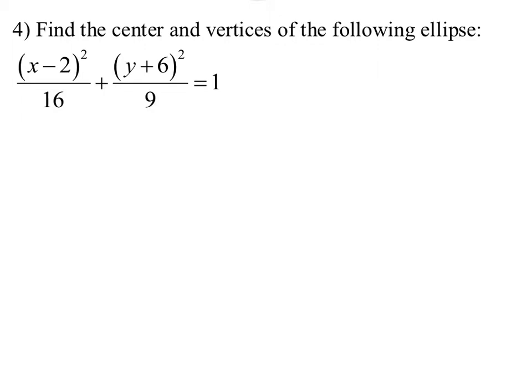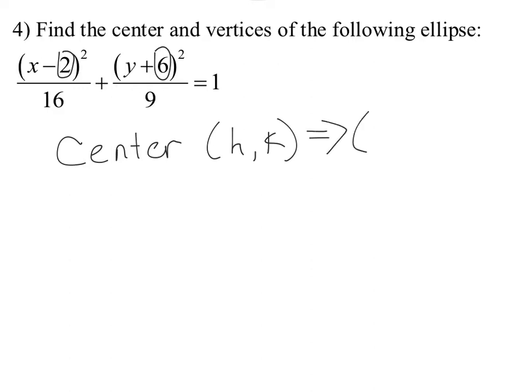Okay, in problem 4, we're finding the center and vertices of the following ellipse. So HK is our center. So the center, HK, comes from our equation up here. And so this is H and this is K. But remember, we need to change the signs. So our center is going to be 2, -6. That's the first part of the problem.